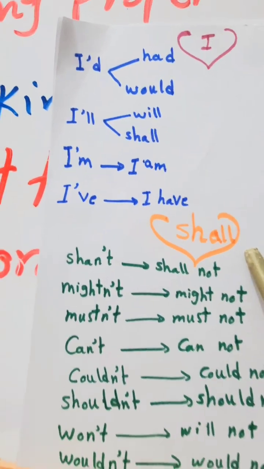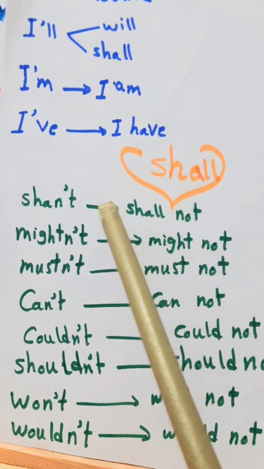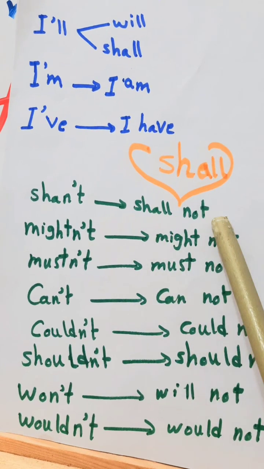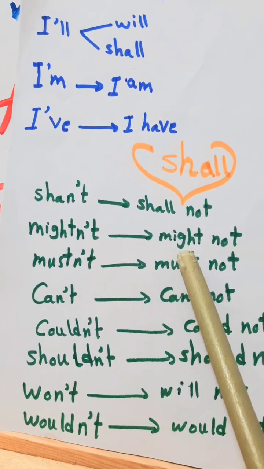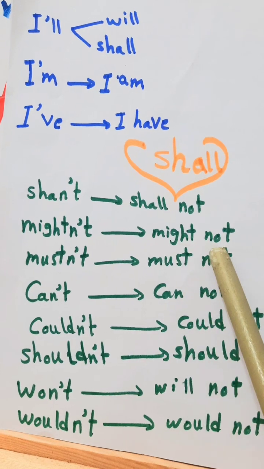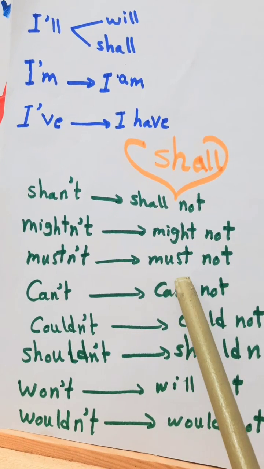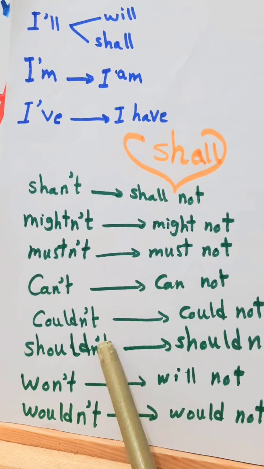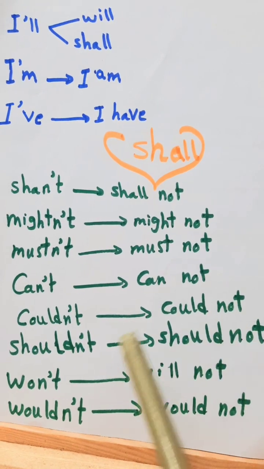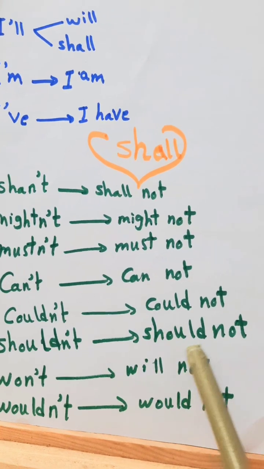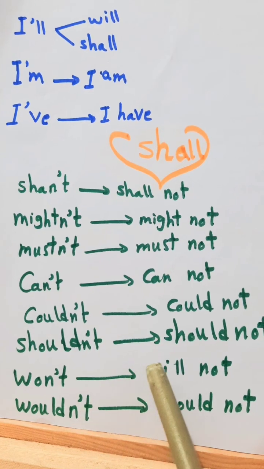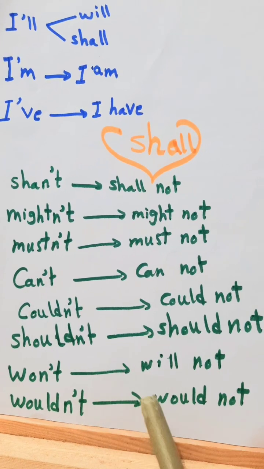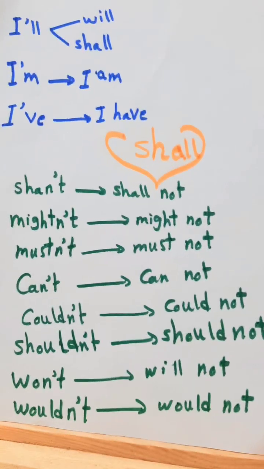And the contractions of shall. Shan't means shall not. Mightn't means might not. Mustn't means must not. Can't instead of cannot. Couldn't instead of could not. Shouldn't instead of should not. Won't instead of will not. Wouldn't instead of would not.